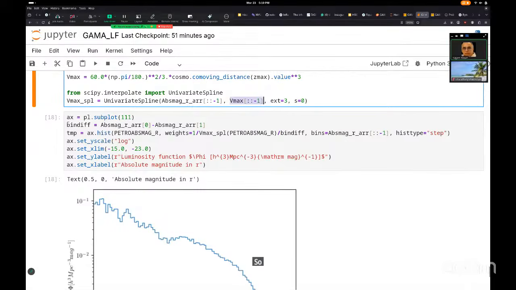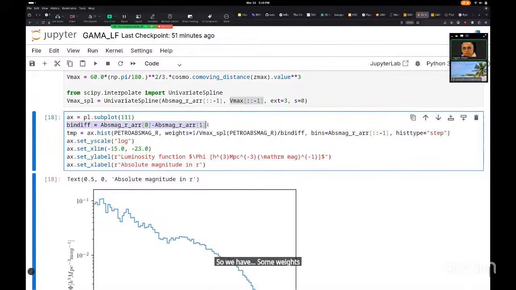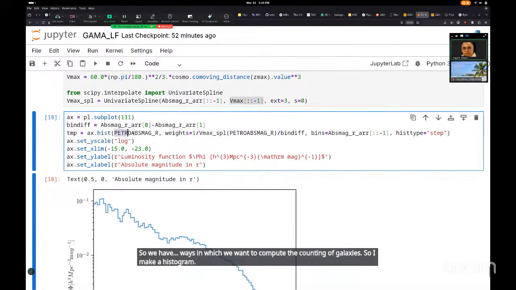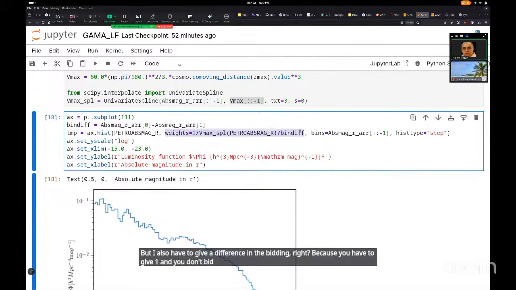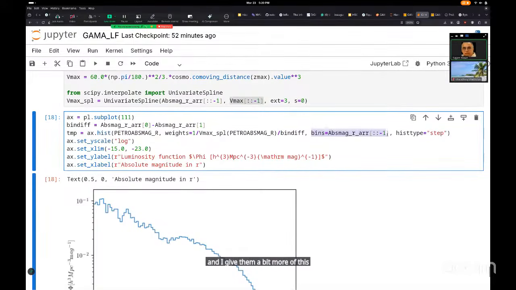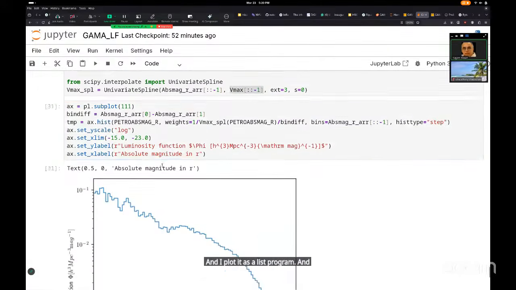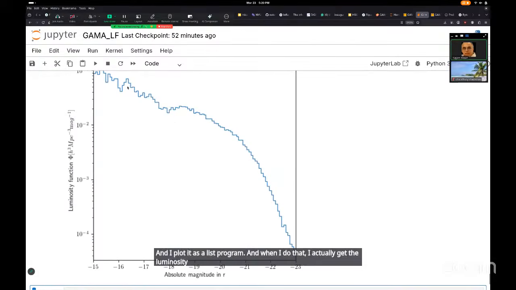So we have some bins in which we want to compute the counting of galaxies. So I make a histogram of these absolute magnitudes. As weights, I give this 1 over Vmax. But I also have to give a difference in the binning, right? Because you have to give per magnitude bin how many number of galaxies there are. And so I have also specified this bin depth. And I give the bins, what these bins should be. And I plot it as a histogram. And when I do that, I actually get the luminosity function of this galaxy.